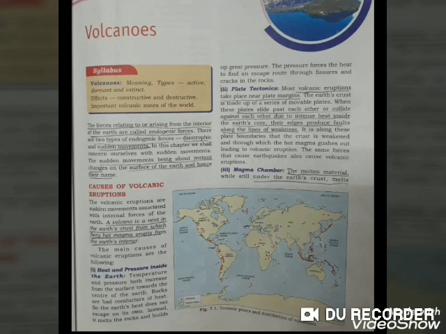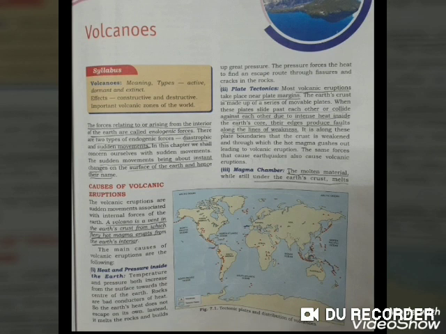The forces relating to or arising from the interior of the earth are called endogenic forces. Now these are the forces which occur under the surface of the earth. And there are two types of endogenic forces: diastrophic and sudden movements. These sudden movements bring about immediate change on the surface of the earth, and hence they get their name.